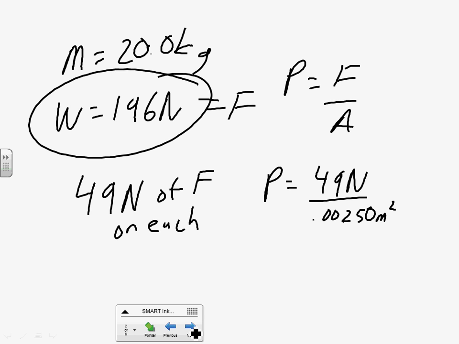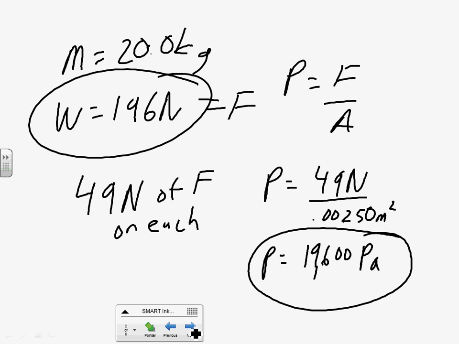If we go ahead and divide that out, we end up with a pressure of 19,600. We need 3 significant digits in this problem, so this is going to be correct. We have newtons per square meter. The name for that unit is the pascal. So that will be our answer for part B.